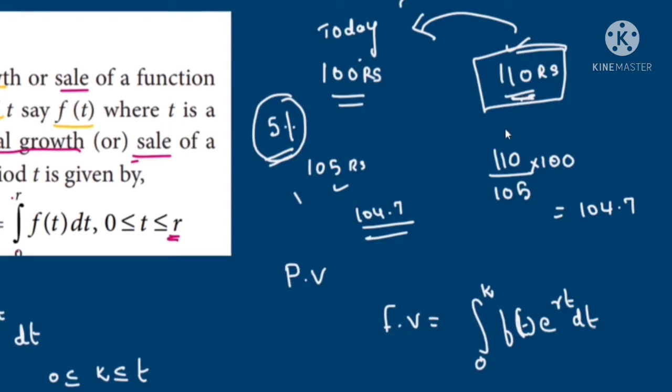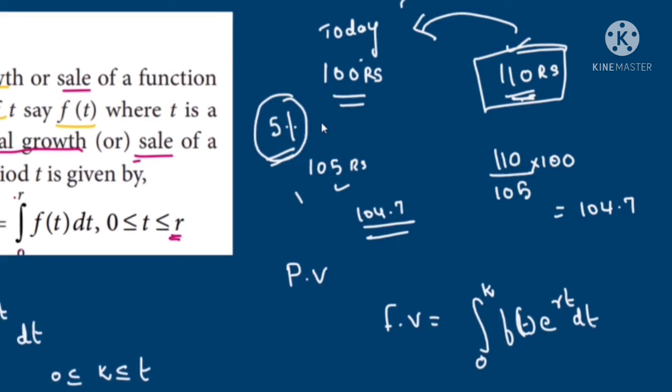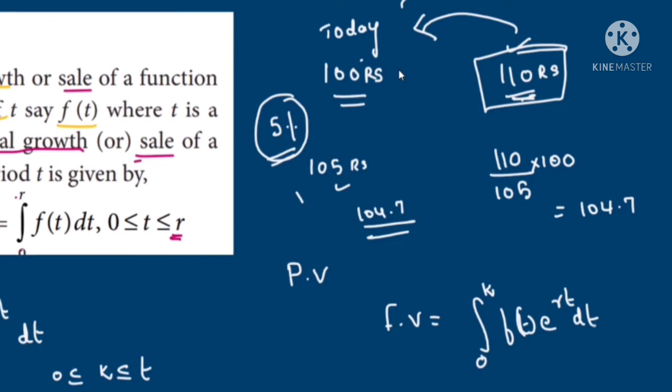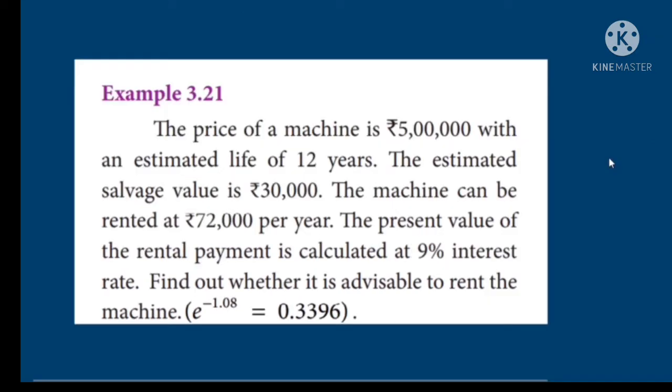Or after 10 years. That is called the future value. Present value is, suppose you are getting 110 rupees, some amount in the future, what is its worth today? So for some amount in the future, what is the present value of it? Today, how much is it worth? That is called the present value. There is a formula you have to learn. Now with that, we move on to this example sum.